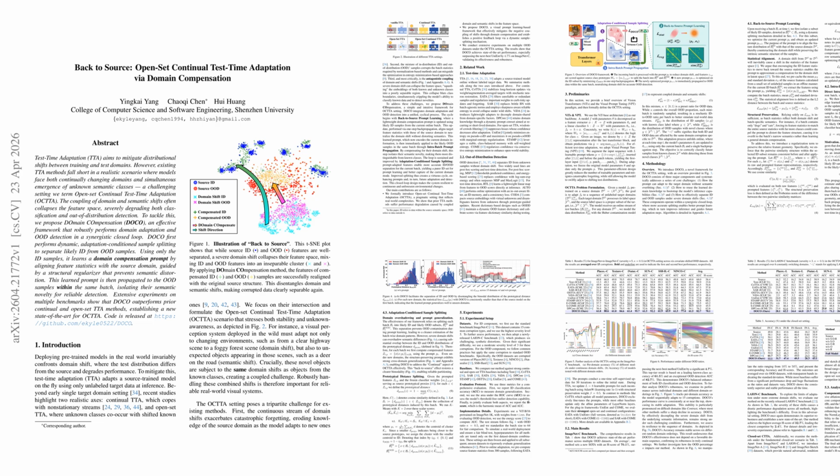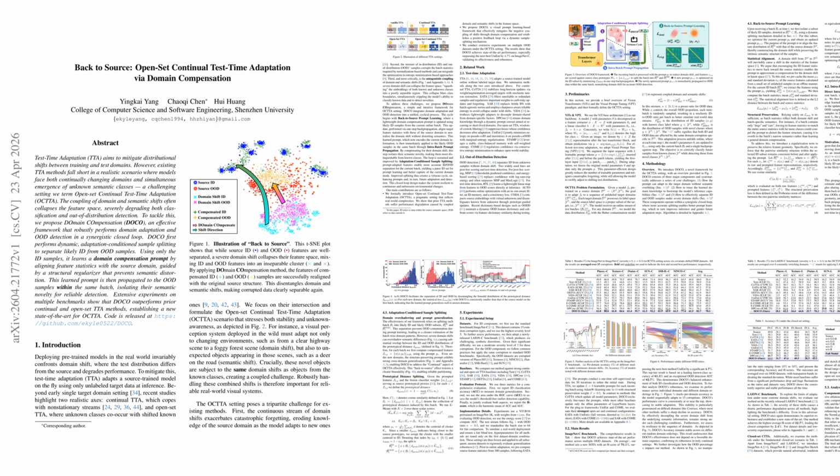DOCO first splits each batch into likely in-distribution and out-of-distribution samples using prototypical distance to frozen source class weights and k-means, then updates only a small set of visual prompts on the likely ID subset to match cached source feature mean and standard deviation, while preserving pairwise cosine geometry through a structural regularizer. The updated prompt is immediately propagated to the likely OOD samples in the same batch, so the same batch-level domain factor is removed from both ID and OOD features, making semantic novelty separable again.